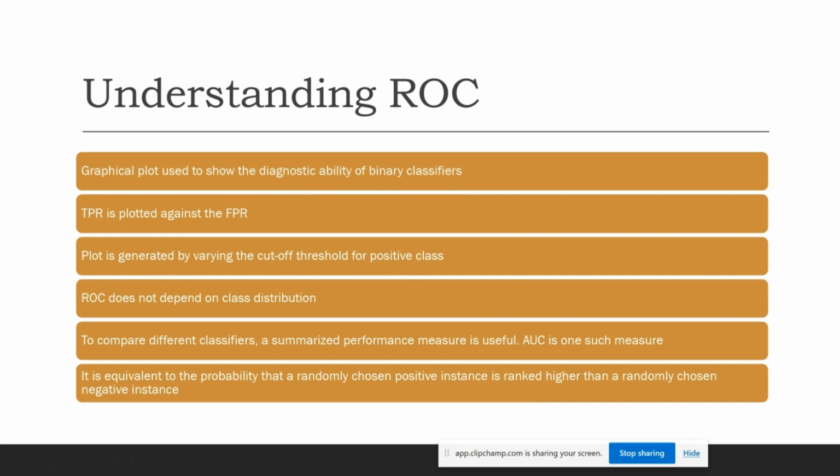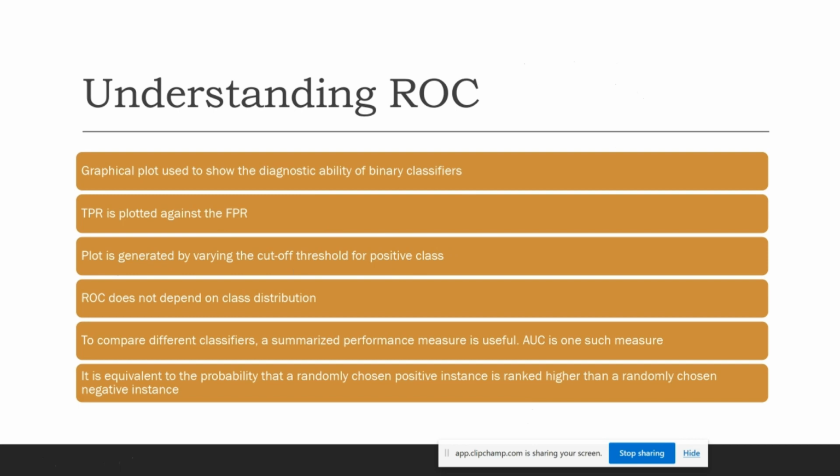Now this ROC is a curve, a graphical representation. If we have to compare two different classifiers, it would be useful to have a summarized measure for this ROC curve. One such summarized measure is the area under this curve, denoted as the AUC score. AUC is equivalent to the probability that a randomly chosen positive instance is ranked higher than a randomly chosen negative instance.